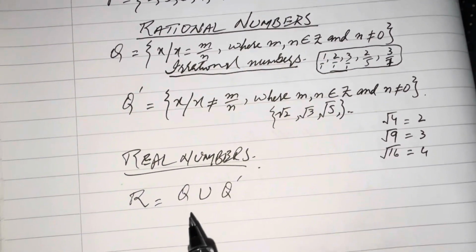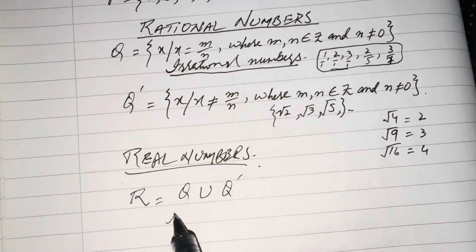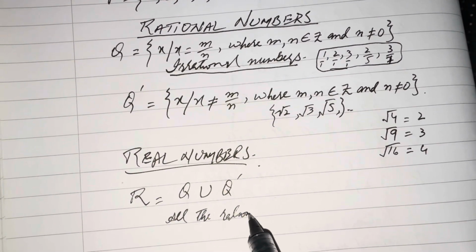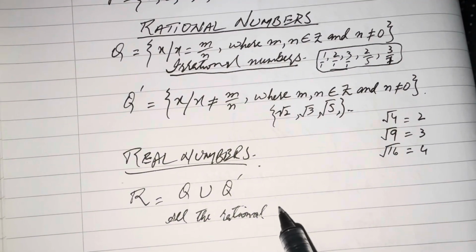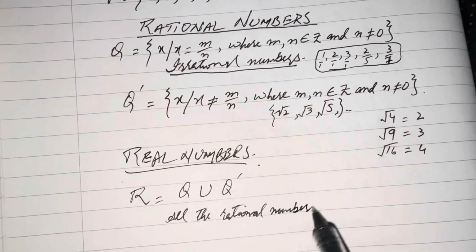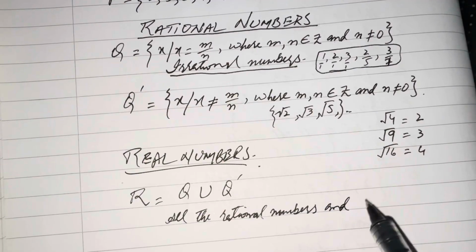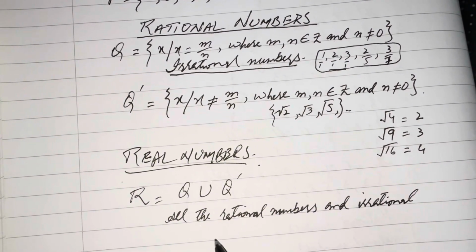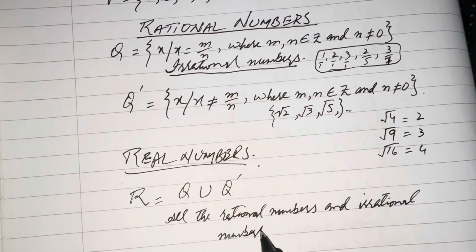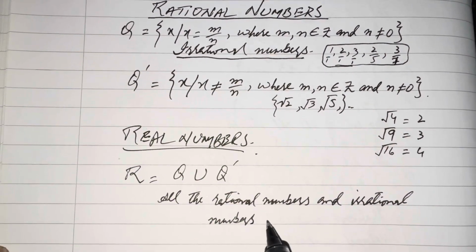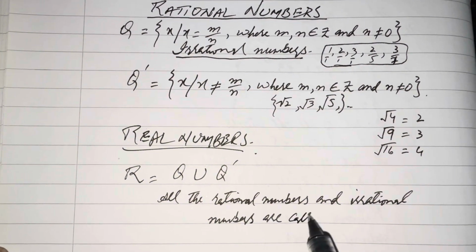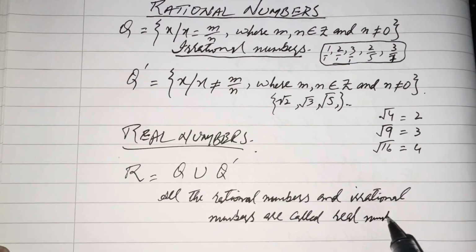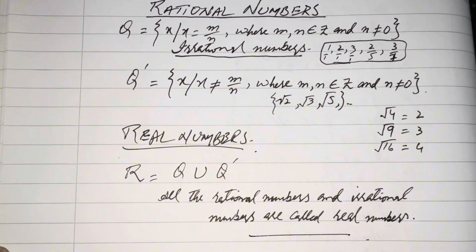So we can say that the definition of real numbers is that all the rational numbers and irrational numbers are called real numbers.